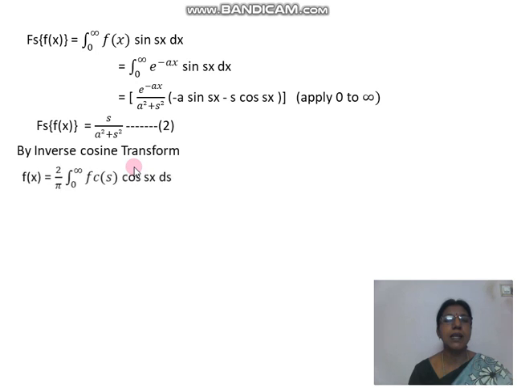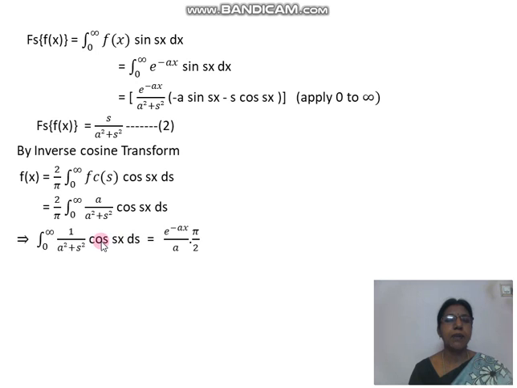By the inverse cosine transform, f of x is equal to 2 by pi integral 0 to infinity FCS cos sx dx. This is for deduction. See equation 1. FCS is equal to a by s square plus a square. From this, integral 0 to infinity a by s square plus a square cos sx dx is equal to, sending the 2 by pi to the other side, f of x into pi by 2.